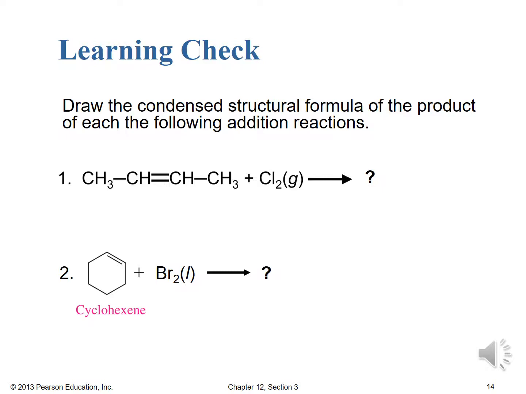And then down below you have a cyclohexene that's reacting with bromine, and in this case, instead of showing the condensed structural formula for this one, if you could show the skeletal structure, it'll be much easier for you. Okay, so pause the video here while you complete those tasks and start us back up when you're ready to check your work.